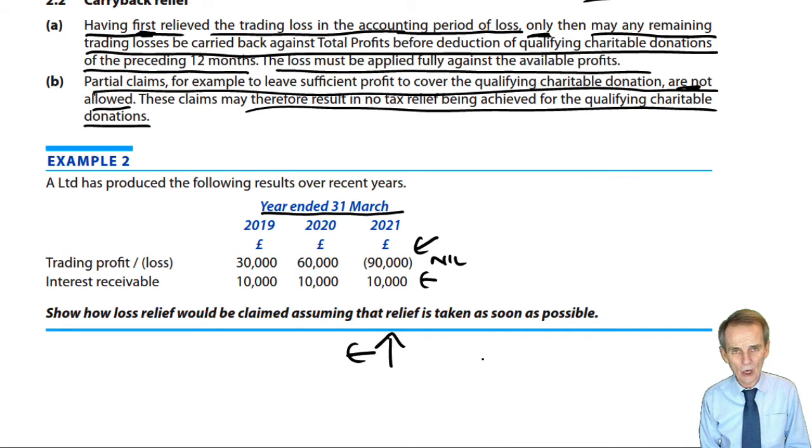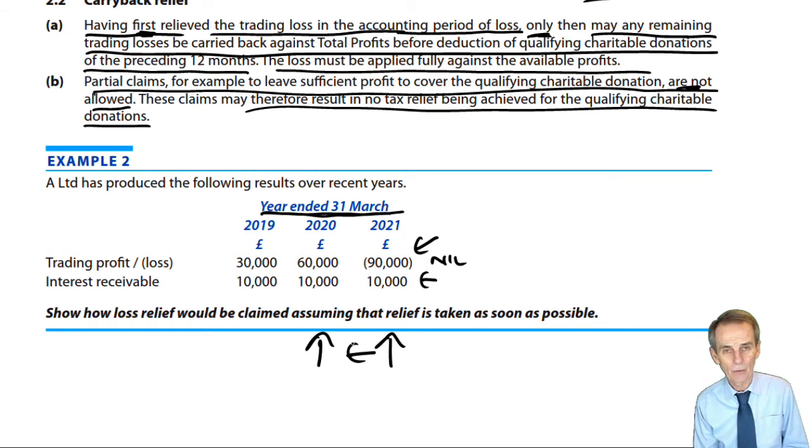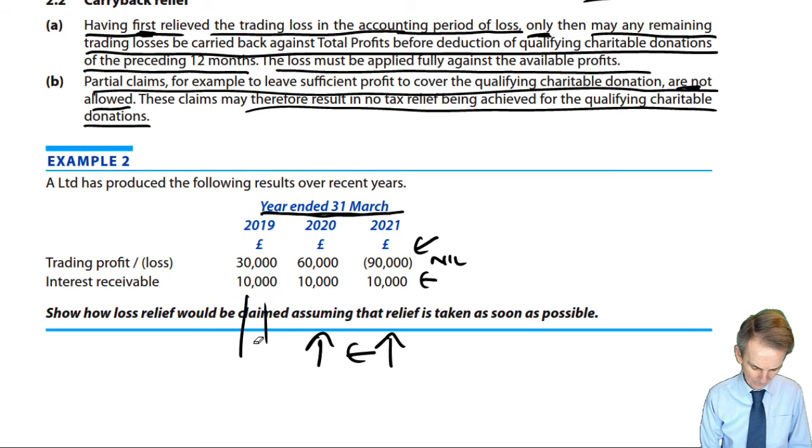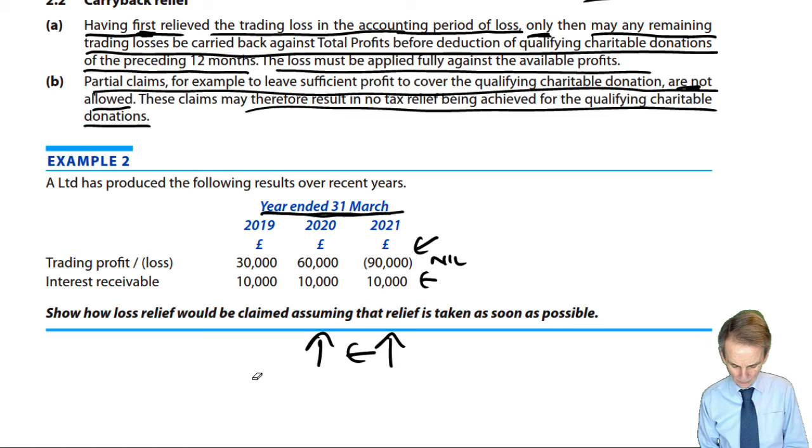If and only if we make that current period claim, may we then go back. How far back can we go? 12 months. All of these accounting periods are year ends. So we can only go back to the year ended the 31st of March 2020. We cannot go back further than 12 months. So these profits here, we cannot touch. Those will not be relievable. So all we've got therefore is current period, a £10,000 claim. The carry back, that would be 70,000 there.